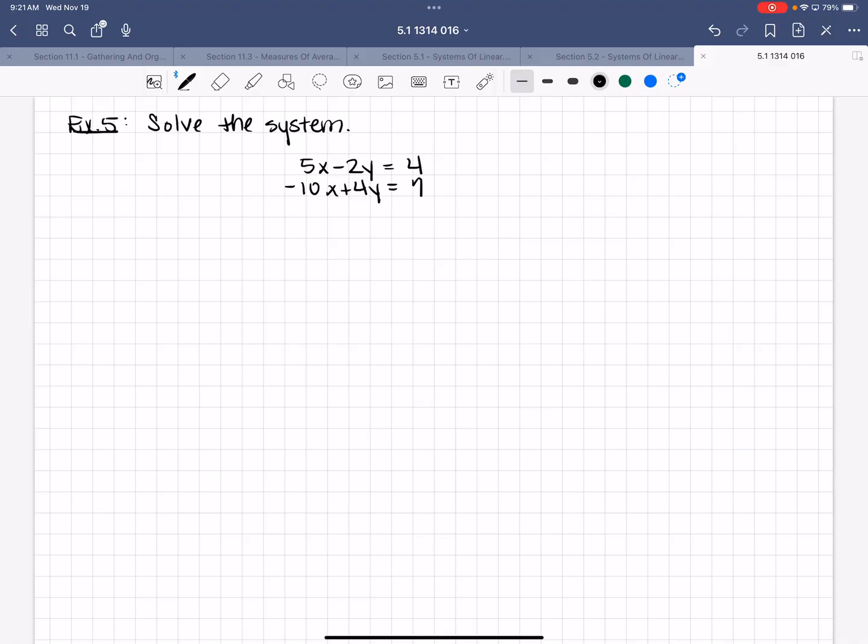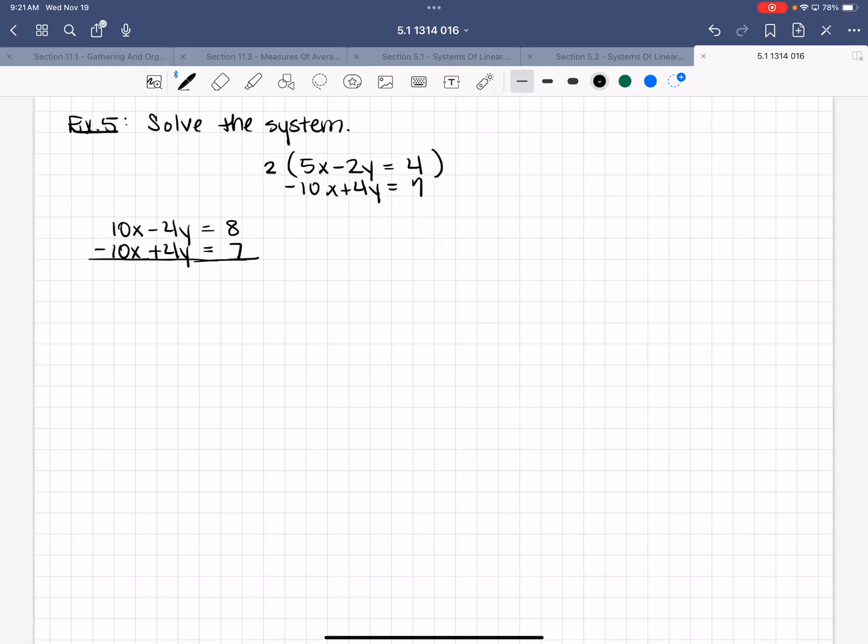So I'm going to multiply that first equation times 2. That's going to give me 10x minus 4y equals 8. And then I've got -10x plus 4y equals 7. I don't do anything to the second one. All right, so I got those y's opposite. I'm ready to do some elimination or addition there.